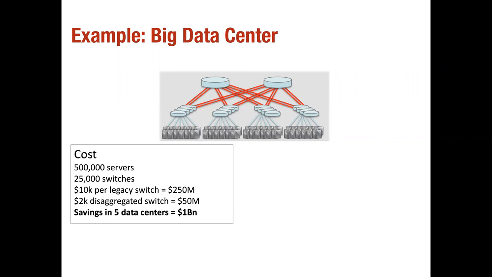these disaggregated switches, which were just dumb switches that were applying these simple decisions about whatever traffic comes on port A goes to port B, or if it is host A, then it should go to port 2, port 3, and stuff like that, right? So those switches were very cheap, $2,000. So overall, you have a 5 times reduction in cost, and that is just one data center. But if you talk about 5 data centers, then you're talking about $1 billion in savings, right?